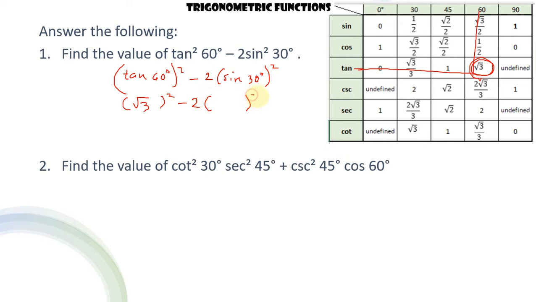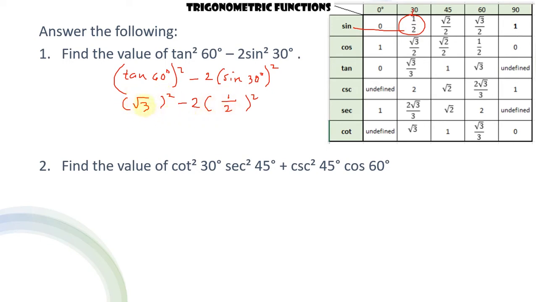Next is to identify the exact value of sine 30 degrees. So we can have here sine, and then this is 30 degrees. Looking for that, it is 1/2. So we are going to have here sine 30 degrees is equal to 1/2. And then we solve for this one.